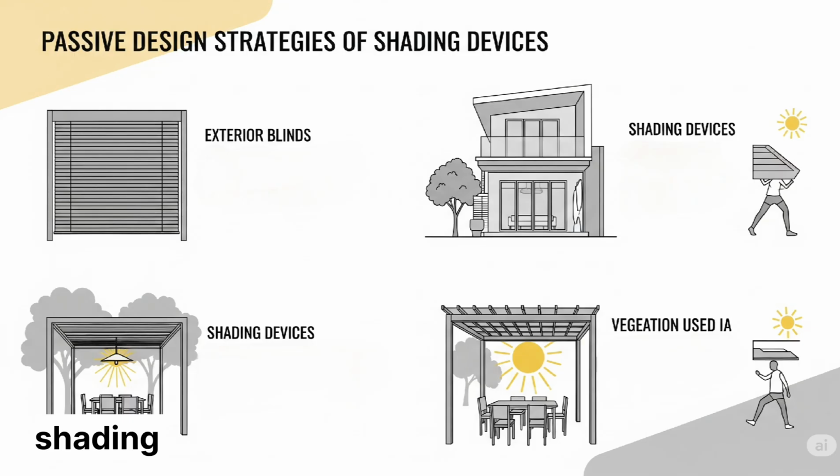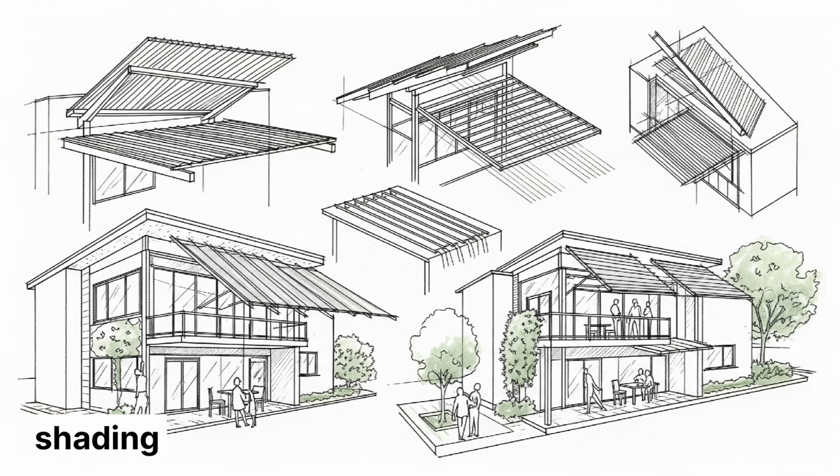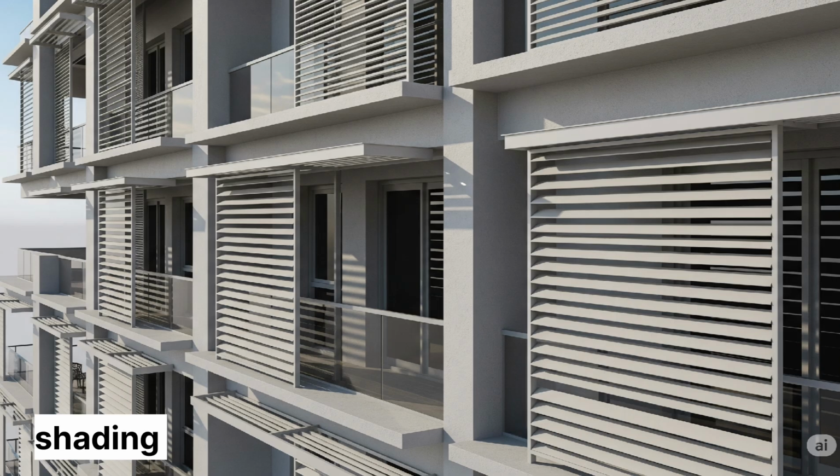Shading and solar control are crucial passive design strategies that prevent unwanted solar heat gain, especially during warmer months, thereby reducing the need for mechanical cooling. This involves carefully designed architectural elements like overhangs, louvers, fins, or even strategic landscaping, like deciduous trees, to block direct sunlight from entering the building's interior.